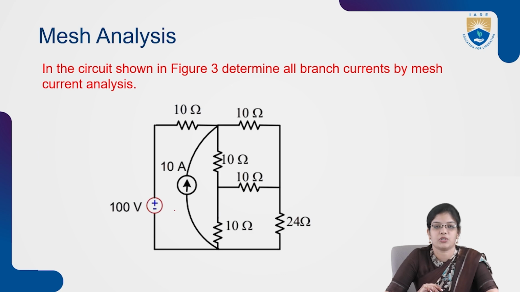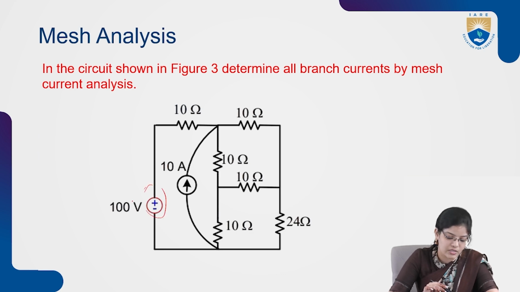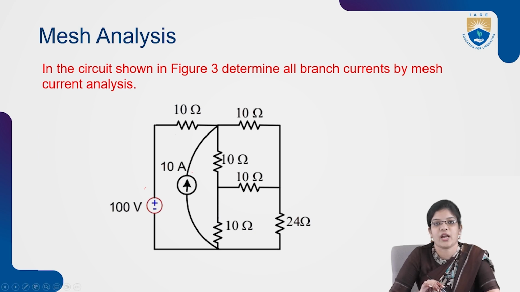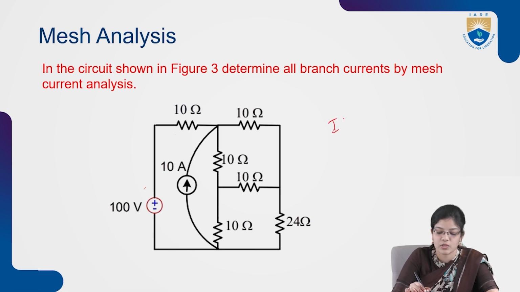So if you see this circuit, here is one voltage source and the resistance is connected in series, and here is a current source connected across these two meshes. So if we see such type of problems, first we have to convert this voltage source and resistance into a single current source in parallel with the resistance. So we convert it by using the formula I is equal to V by R. As we all know, V is equal to IR.